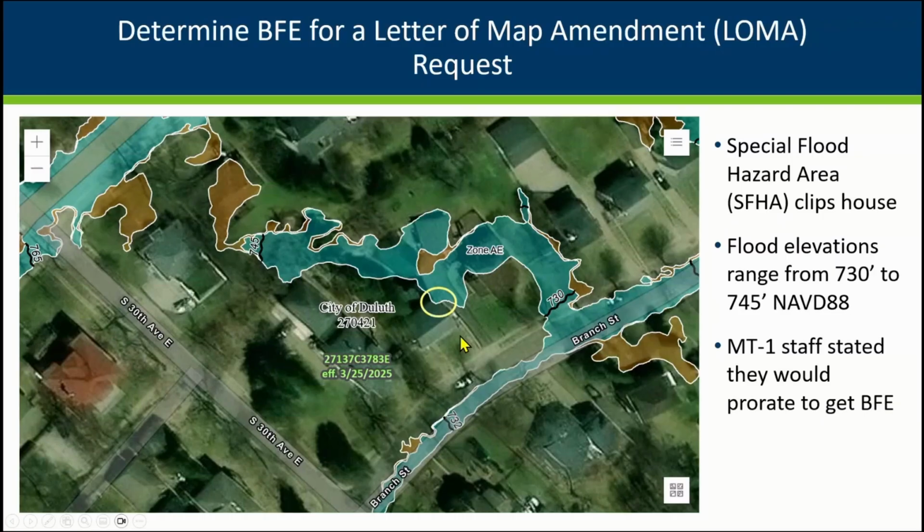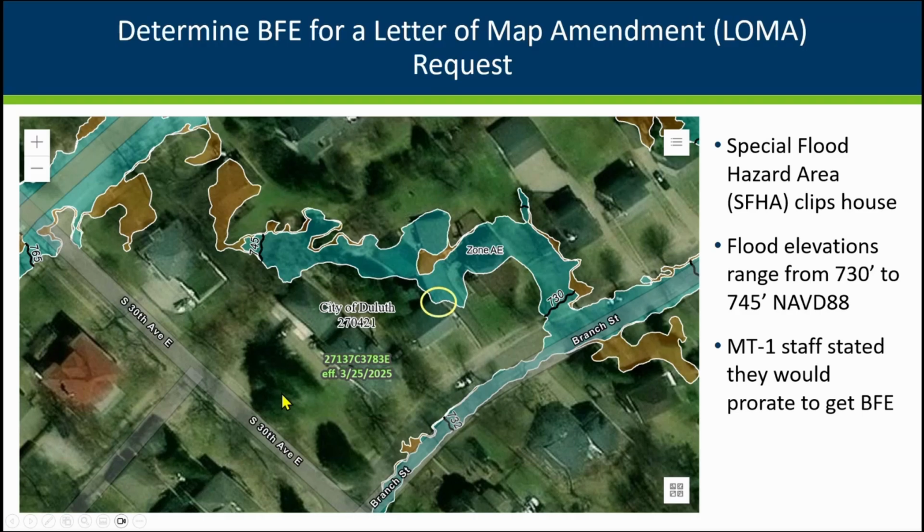So I wanted to look at another example. I wanted to look at a situation that we see pretty often, where the floodplain's just kind of nicking a building. It might be a little hard to see on the screen, but here's a house, and it's got a little bit of the floodplain just nicking that.